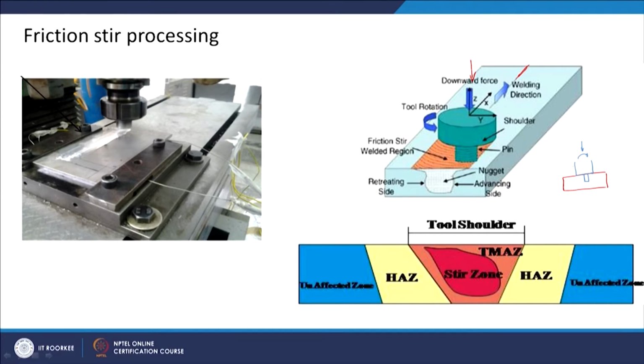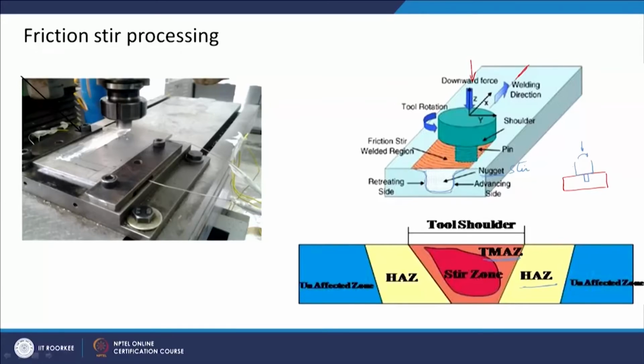So, in the stirred zone, as they have shown, then you have a zone which is called the thermomechanically affected zone, then the heat affected zone and the unaffected zone. In what we call the nugget here, or sometimes some people call it the stir zone or nugget zone, because of this shear deformation, the grain size gets refined, and you also get better properties because of the reduction in the grain size.